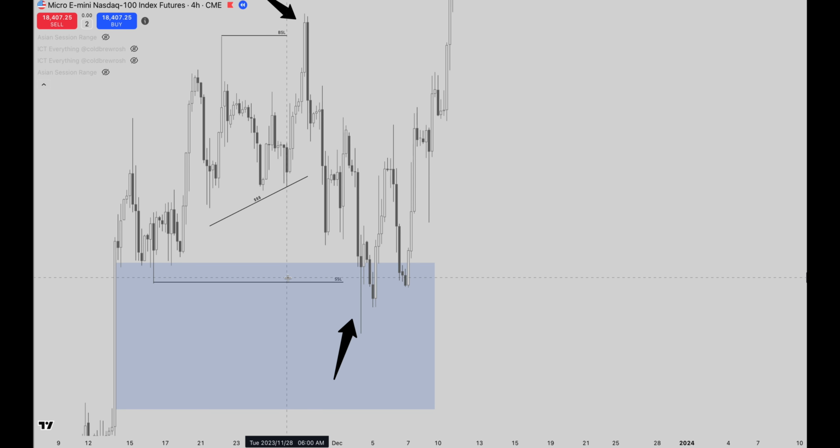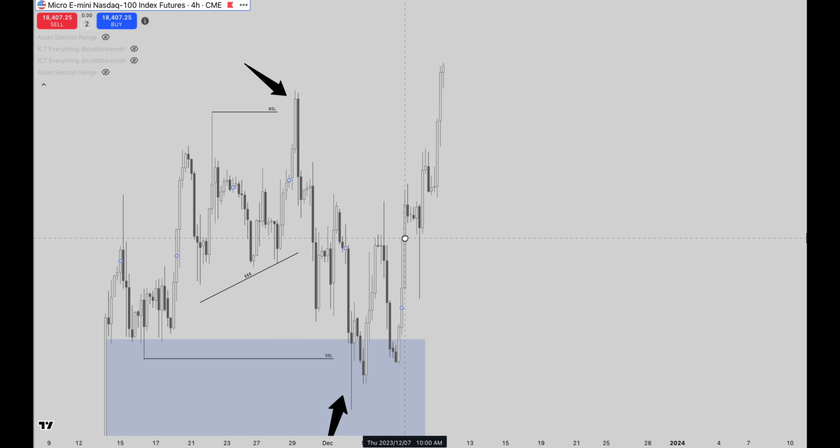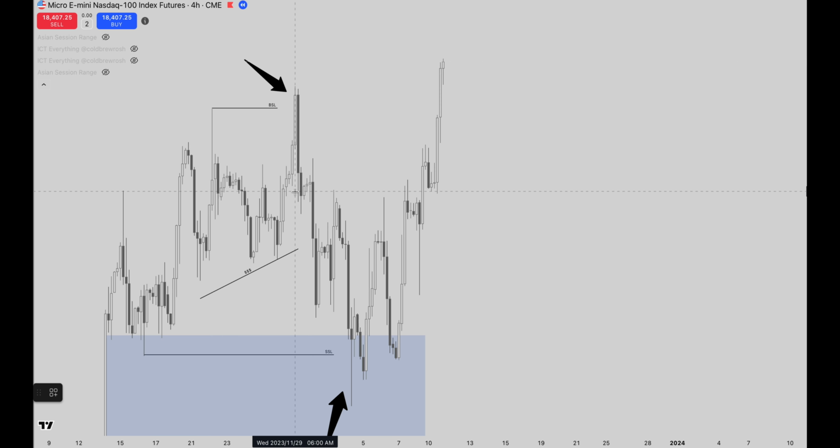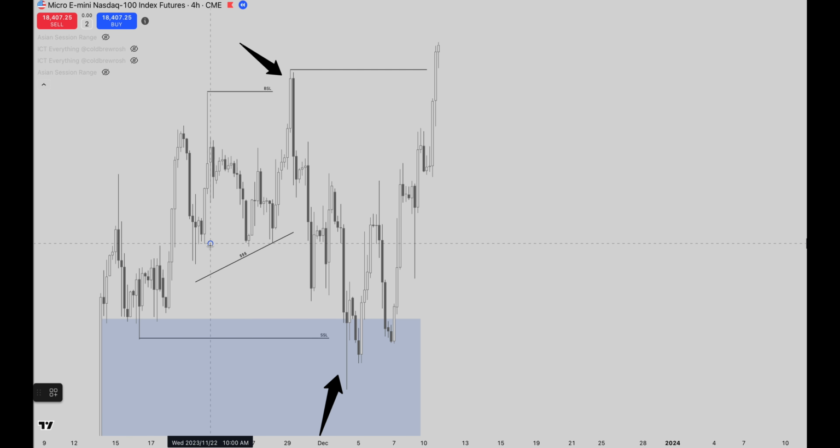So we manipulate sell side liquidity, and we're not going lower. So where do you think prices want to go? To the buy side liquidity we made on the move to take the buy side liquidity. So now this makes a pretty good buy sell model.